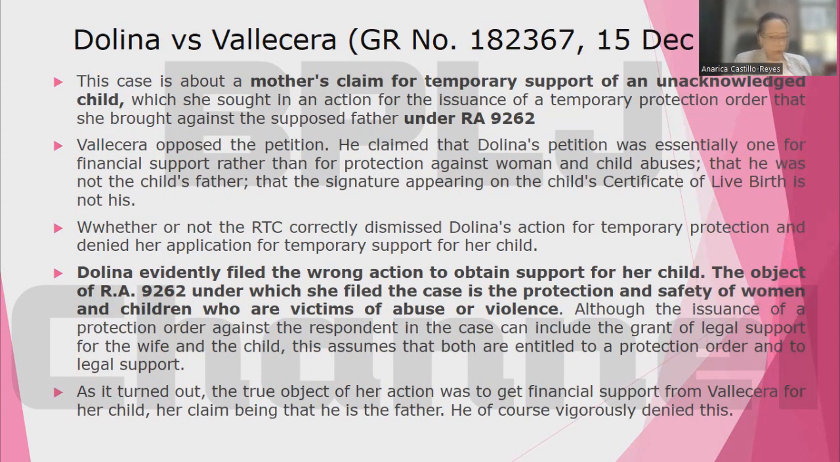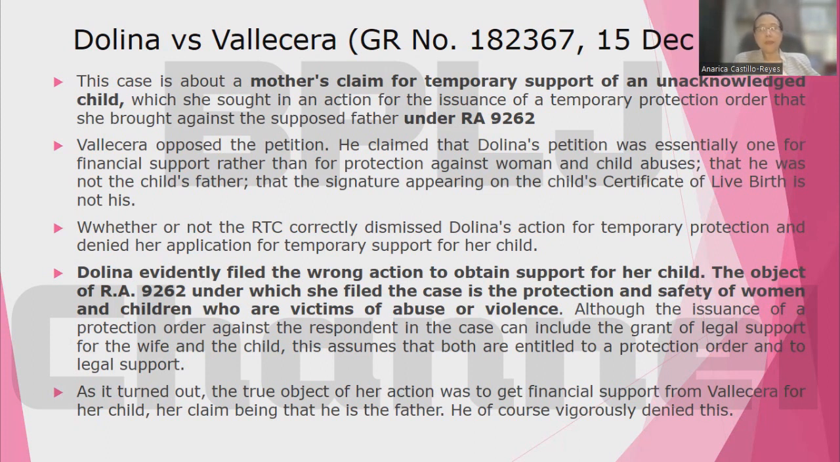Dolina versus Ballesera. This is a case of violation of Republic Act 9262 for failure of the putative parent to provide support, okay, over an unacknowledged child. Now, the issue is whether or not the RTC correctly dismissed Dolina's action for temporary protection and denied her application for temporary support of her child.